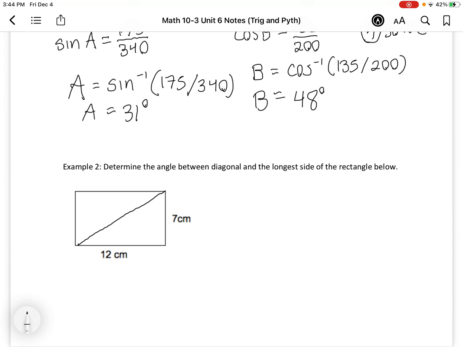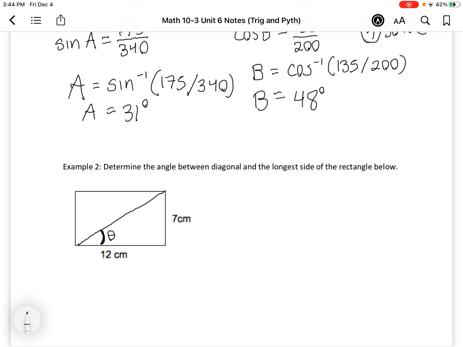And we want to know the angle between the diagonal, the line that I just drew, and the longest side of the rectangle. The longest side is the 12. So this is the angle that we want to know, and I'm going to call that theta.